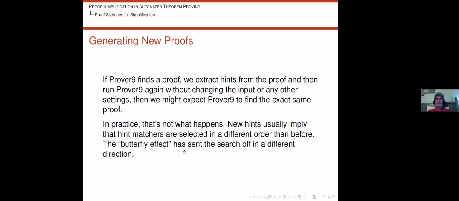Now you might think that if you extract hints and then run Prover9 again with exactly the same input, but now with hints to follow the previous proof, Prover9 would find the exact same proof as before, but that's not what happens. Because you've changed the given selection scheme, you're now selecting hint matchers off the set of support sooner than before. This has a butterfly effect, and it actually changes the search. So the proof you get is, generally speaking, going to be different.